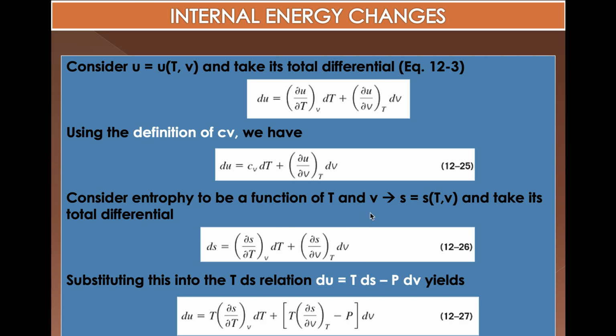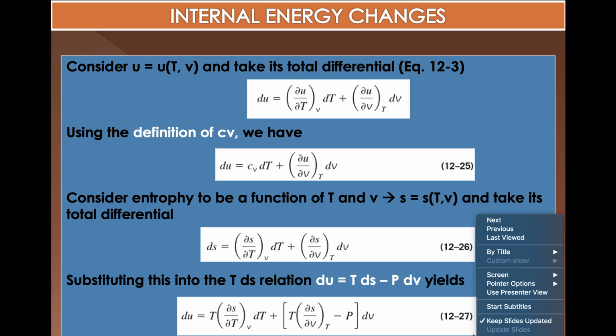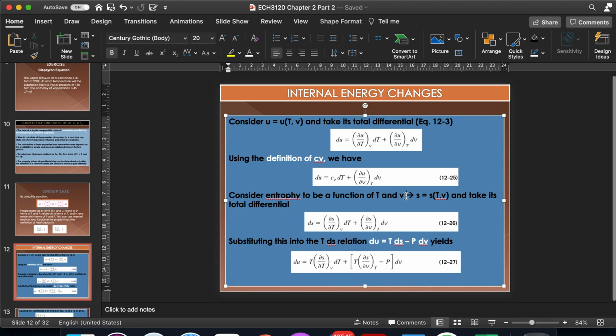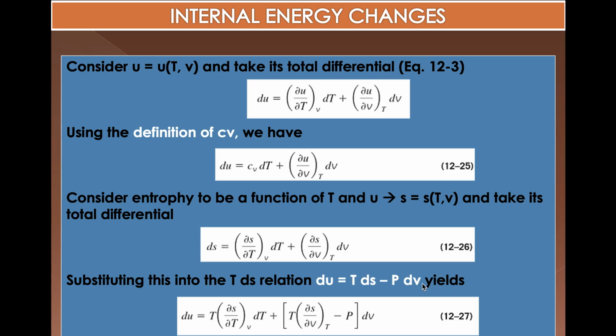Sorry, I think this is U, sorry, this is not S. Okay, so we change everything into S. This one, U to S, and then substituting this into the TdS relation, whereby dU equals TdS minus P dV, is going to yield dU equals T times this, as follows. So this is when it comes to internal energy changes.